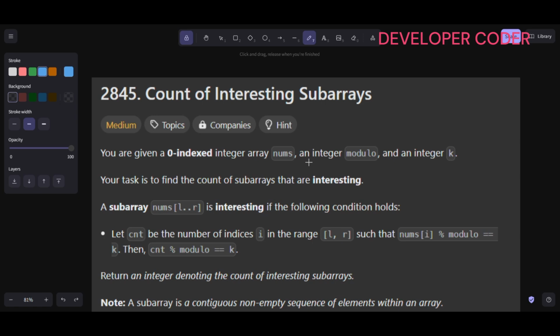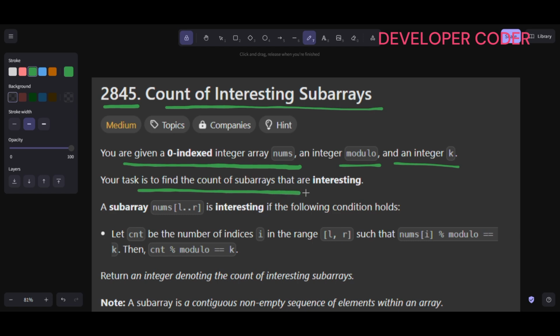Okay, so now let's get started with today's problem. Problem number 2845, Count of Interesting Subarrays. You are given a zero indexed integer array nums and an integer modulo and an integer k. Your task is to find the count of subarrays that are interesting. A subarray nums[L..R] is interesting if the following condition holds.